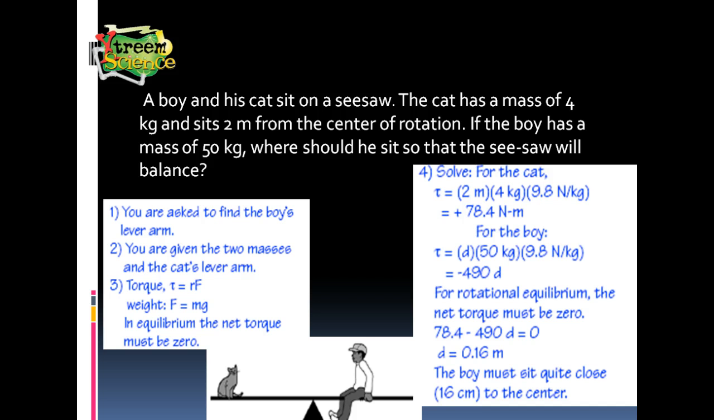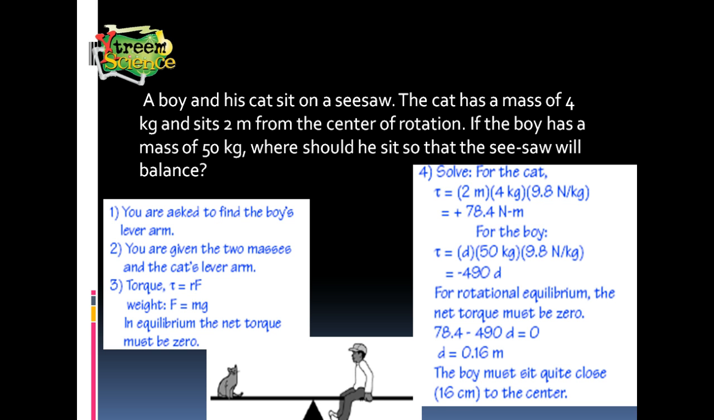For the boy, we have torque is equal to, we don't know the lever arm, annotated by the D. I told you distance was acceptable, times his 50 kilograms times 9.8 meters per second squared. So now we need to solve, and we end up with negative 490 times displacement, or lever arm. So then we plug all that in. To find the net torque, they have to be equal to 0.